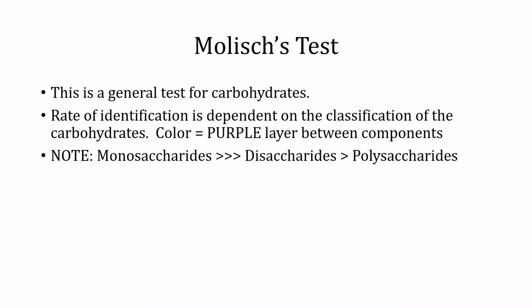Molisch's test is designed to test for carbohydrates. How fast it identifies a carbohydrate depends on the classification of the carbohydrate tested. The color to look for is purple between layers. A key is that monosaccharides will be observed much faster than either disaccharides or polysaccharides.